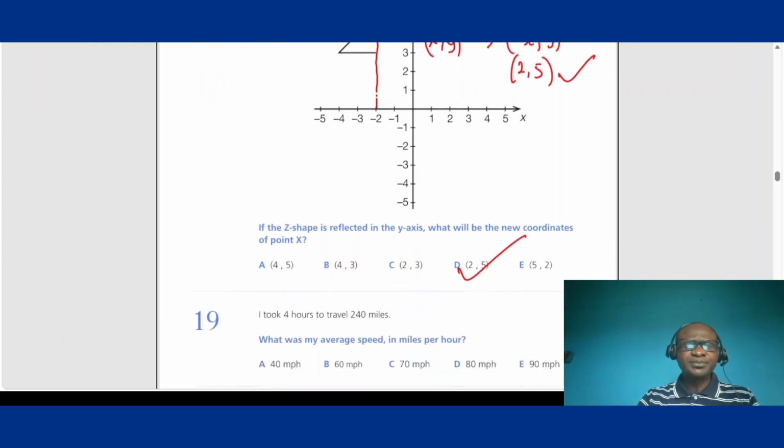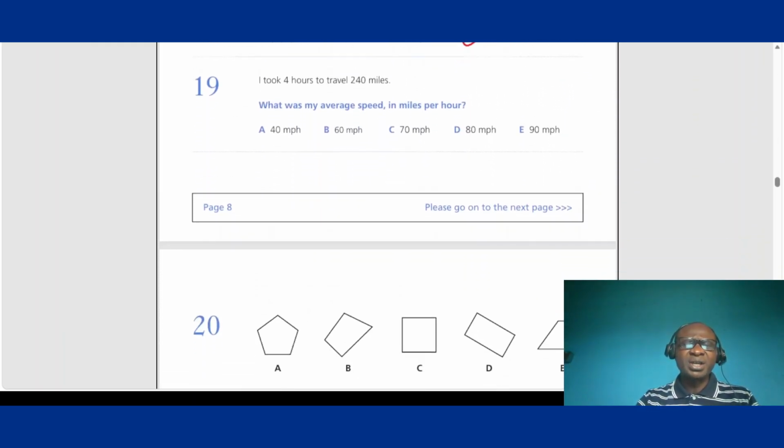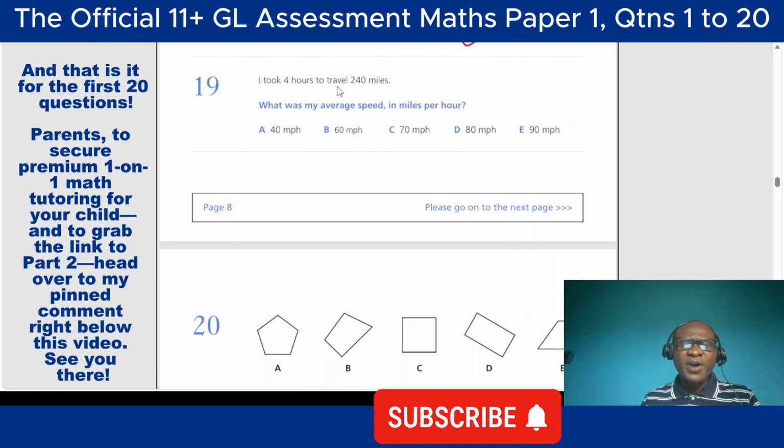We move on. Question number 19. It says, I took 4 hours to travel 240 miles. What was my average speed in miles per hour? Okay, that is just division, because speed is equal to distance over time, and that means 240 divided by 4. 4 into 24 will give us 6, 4 into 0 is 0. So that is 60 miles per hour. 60 miles per hour is option B.